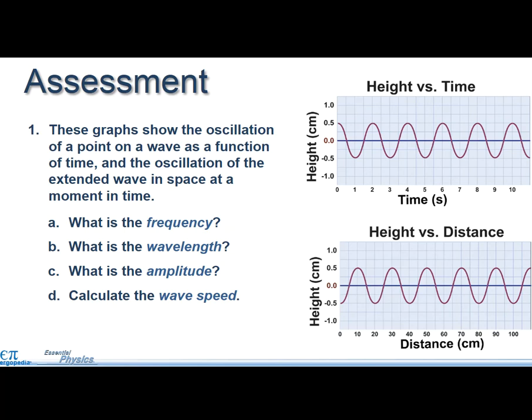So this is just kind of an assessment here to remind you. You probably know how to figure out what the frequency is, and now I think you're catching on how to figure out what the wavelength is. Amplitude, I think you got that. And then the wave speed, that might be the trickiest part, okay?